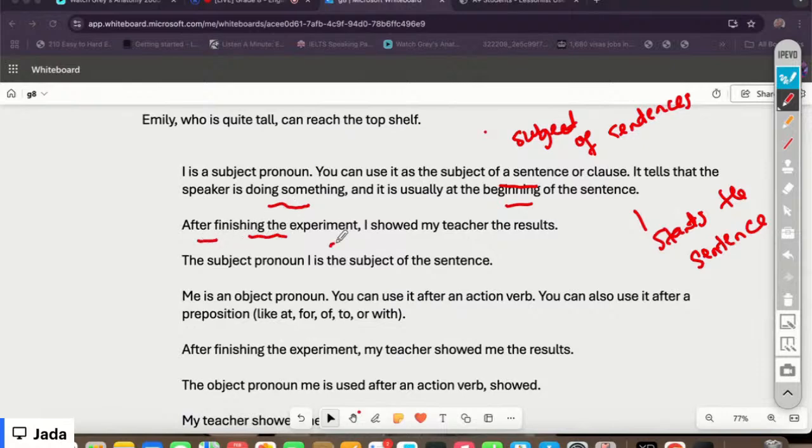After finishing the experiment, I showed my teacher the results. So I over here is the subject of the sentence, because it tells us who showed the teacher the results. So it is I. All right, so that's it for the subject pronoun I. You have to take note of I.